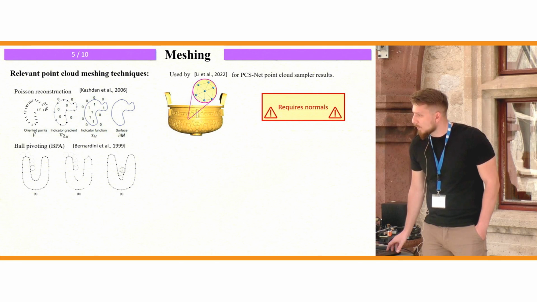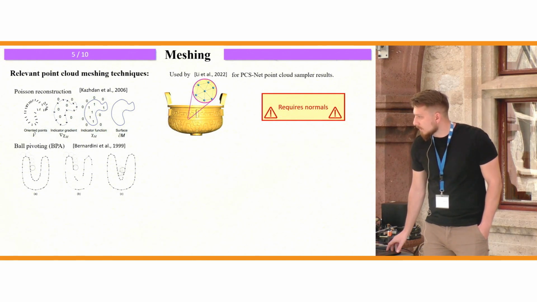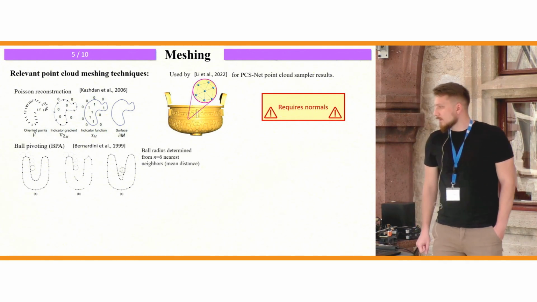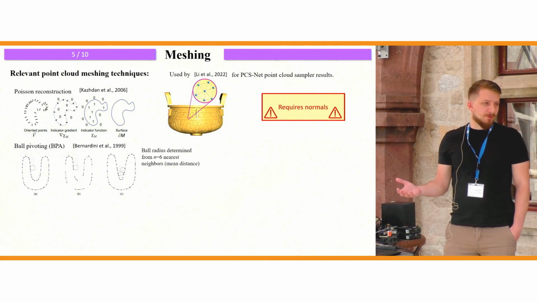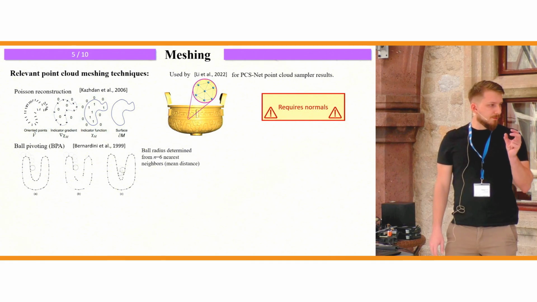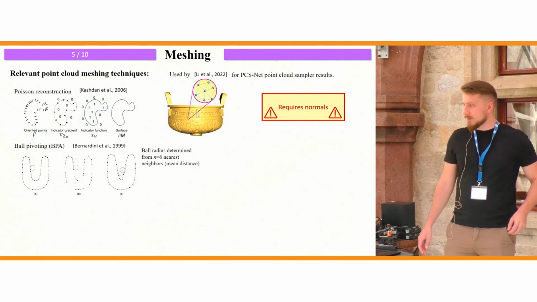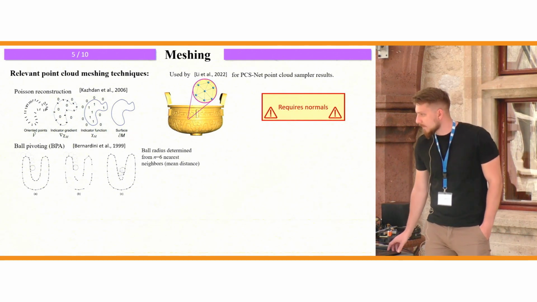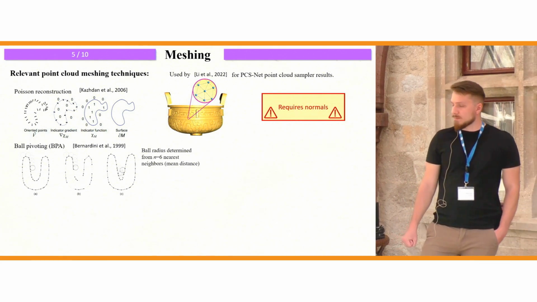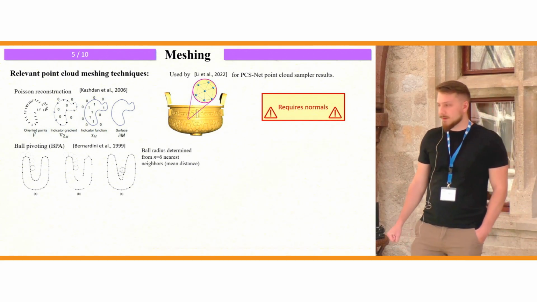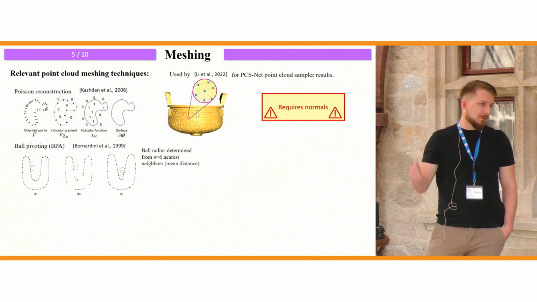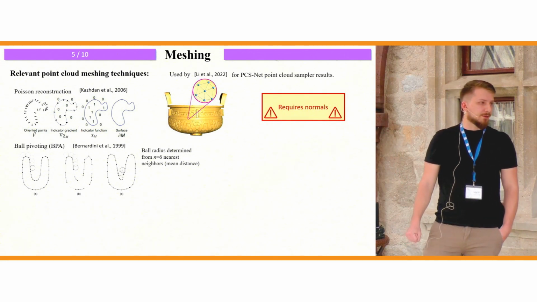Then there's the ball pivoting algorithm. The particular thing about the ball pivoting algorithm is that we need to state the ball radius explicitly at the beginning of the algorithm's runtime. So I chose to compute it from the mean distance of the 6 nearest neighbors, signifying that the average valence of vertices is 6.